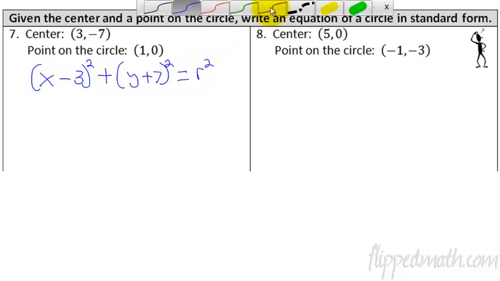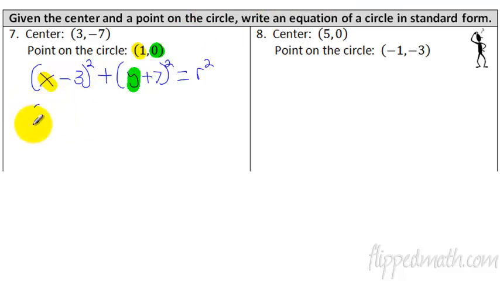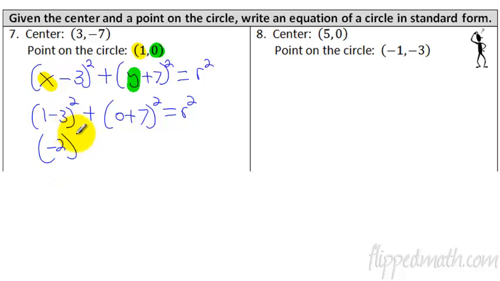But let me also point out that all you really have to do is take the point on the circle, 1, and plug it into the x, and then you take the y value of the 0 and plug it into the y, and solve for r squared. So let's try that. We'll take 1 minus 3 squared plus 0 plus 7 squared equals r squared. So here you have -2 squared plus 7 squared equals r squared. 4 plus 49 is 53. So 53 is equal to r squared.